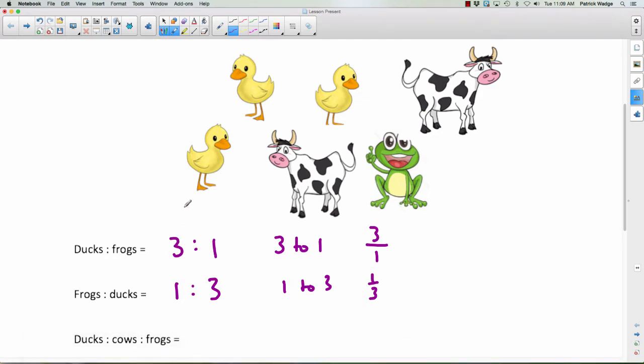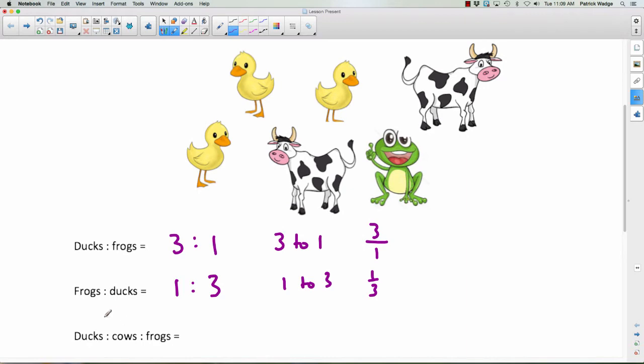All right, whoa, look at this ratio. It has 3 things in it: ducks to cows to frogs. That's fine. You just do the same sort of thing. Ducks, how many ducks do we got? 3 ducks. How many cows do we have? 1, 2. 2 cows. How many frogs do we have? Just 1. So our ratio is 3 to 2 to 1.